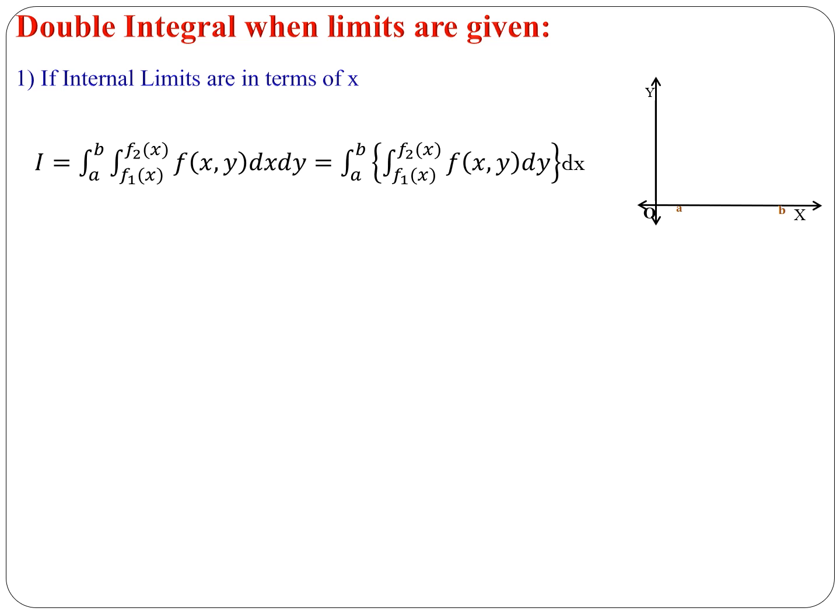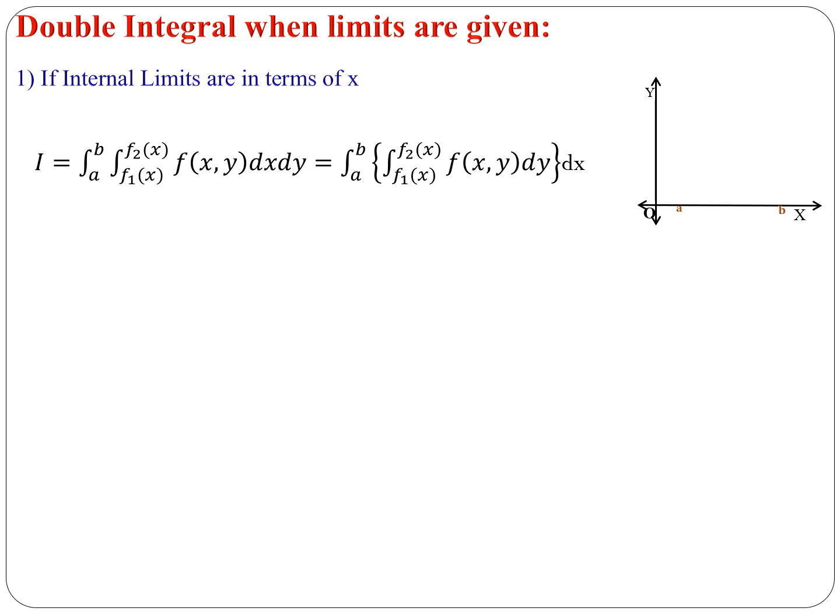As we already discussed, if the internal limits are given in terms of x, we have to integrate with respect to y and then with respect to x. So what we have done, we took the internal limit, f of xy dy, in a bracket. We will integrate only it as a single integration by keeping x as a constant, and then put the limits of y, f1(x) and f2(x). So we will get this whole as a function of x, and then we will integrate it with respect to x and put the limits of x as a to b.